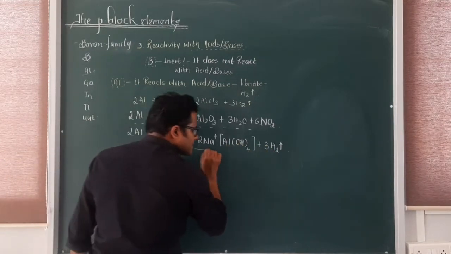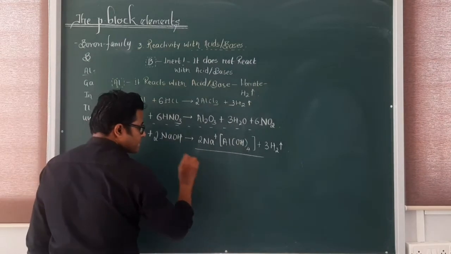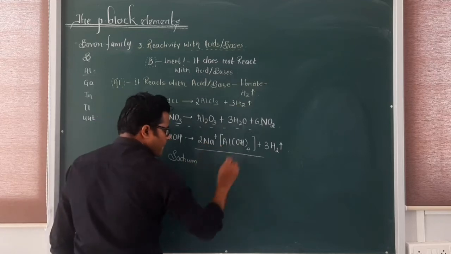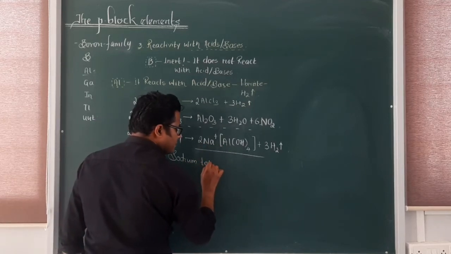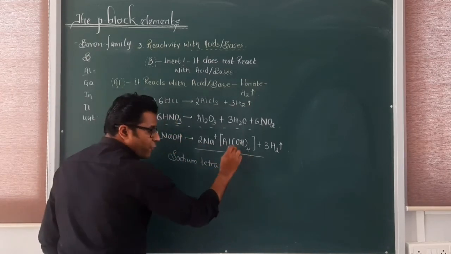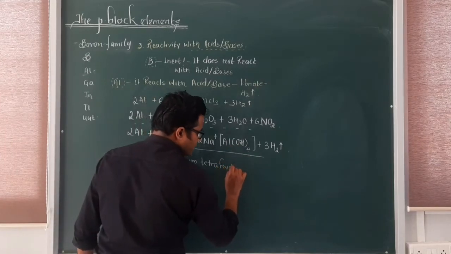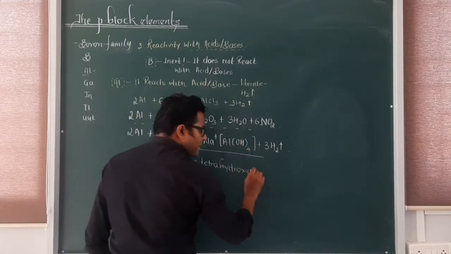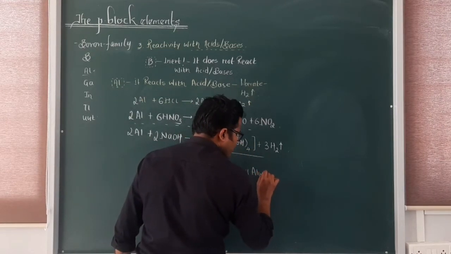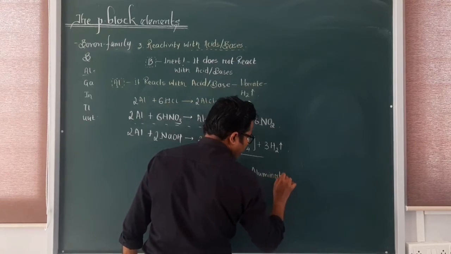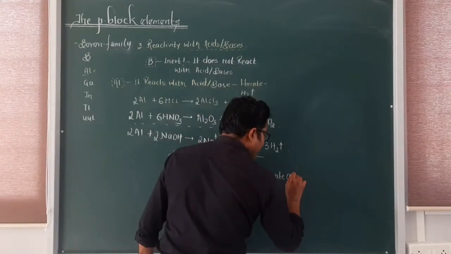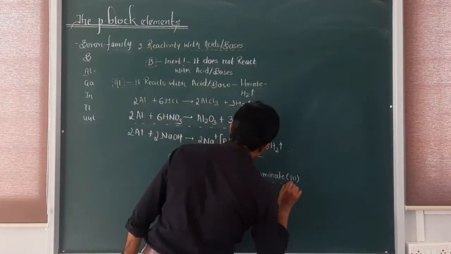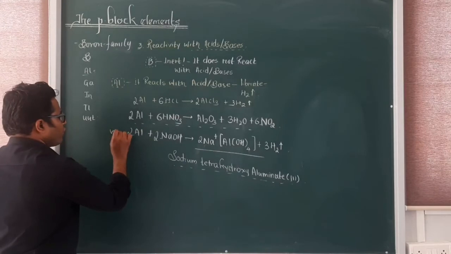This particular compound we call sodium tetrahydroxoaluminate, because we have 4 hydroxide groups. What remains is 8 hydroxides; we have 1, 2, and 3 in the balancing. So this is the name of the complex which is formed.